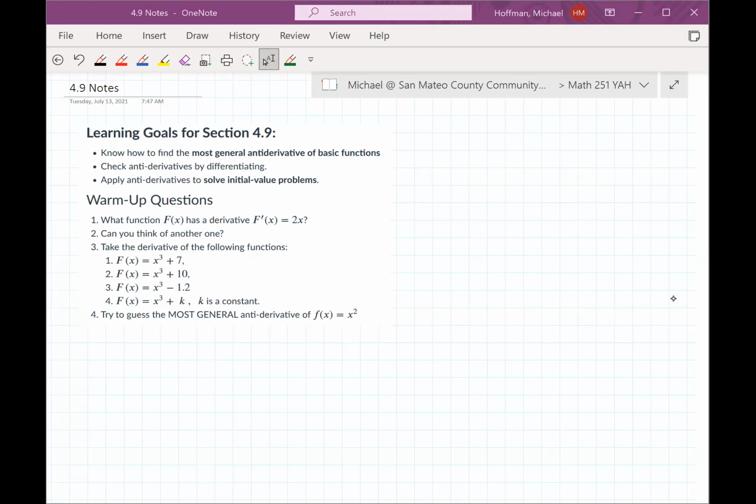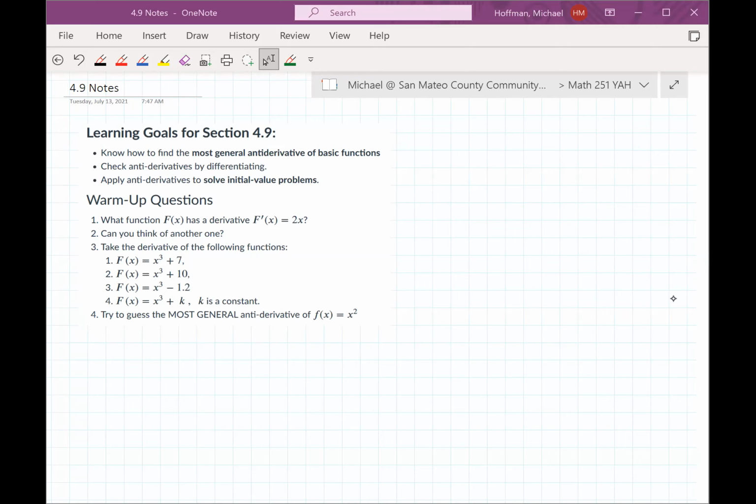Hello, friends. We are going to talk about 4.9 in this video. The learning goals for 4.9 are basically to know what we mean and how to find the most general antiderivative of basic functions. We're going to be able to check antiderivatives by taking the derivative, or by differentiating. We're going to apply antiderivatives to solve what are called initial value problems.